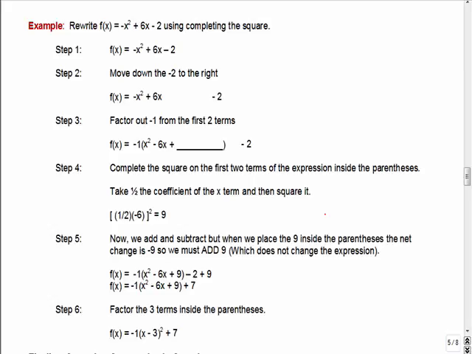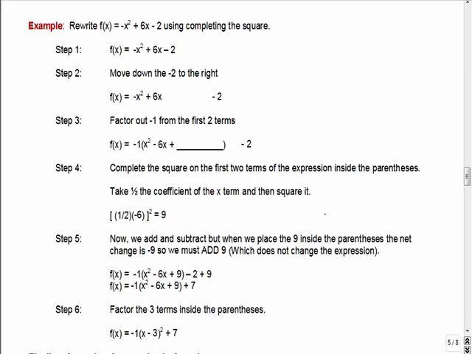So now we have f of x is negative x squared plus 6x, and then a space, minus 2. Here what we do is we factor out negative 1 out of the first two terms, in much the same way as we factored a 2 out in the previous example. So if I factor a negative 1 out, that'll give me a positive x squared and a negative 6x. So I'll have negative 1 multiplied by the quantity x squared minus 6x plus blank, with the negative 2 at the end. Again, do not factor the negative out of the constant term.